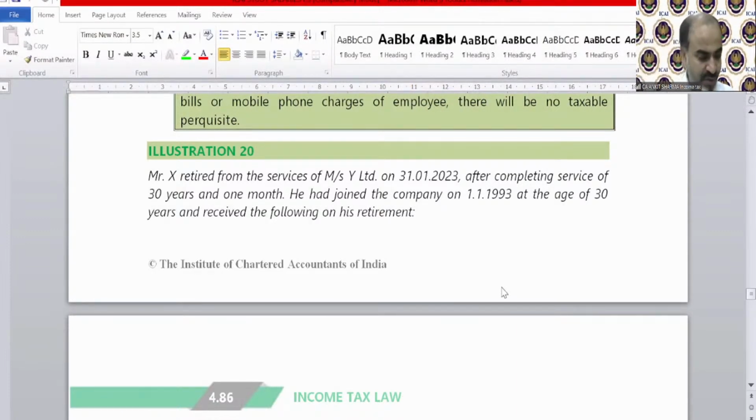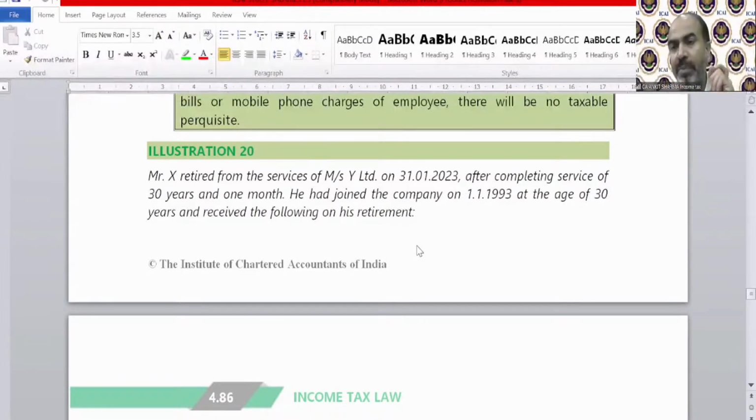Okay, this is a question from your study, illustration number 20 on page number 4.85. We will solve it one by one, the whole provision. Mr. X retired from the service of Messrs. Y Limited on 31st January 2023, after completing service of 30 years and 1 month.